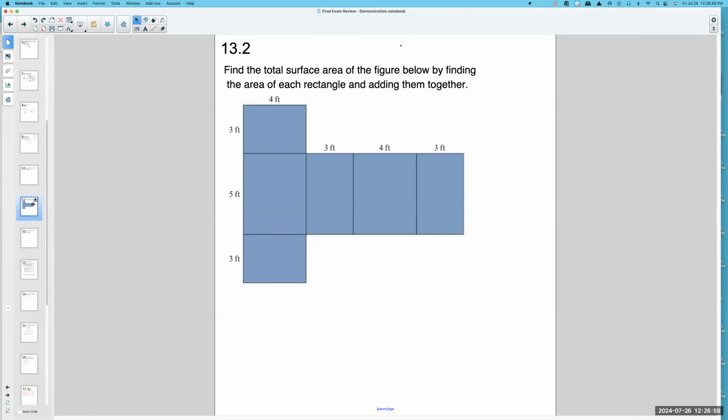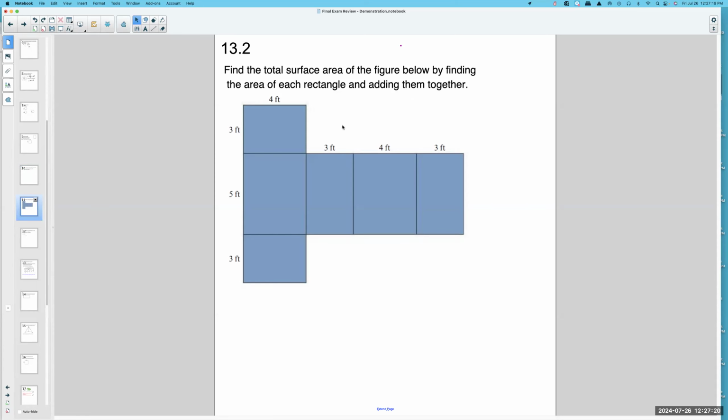So find the total surface area of the figure below by finding the area of each rectangle and adding them together. So let's say this is a Kleenex box or something, you cut it and you unfold it. It's called a net. Find the total surface area. Surface area is simply finding the area of each side and then adding them up.